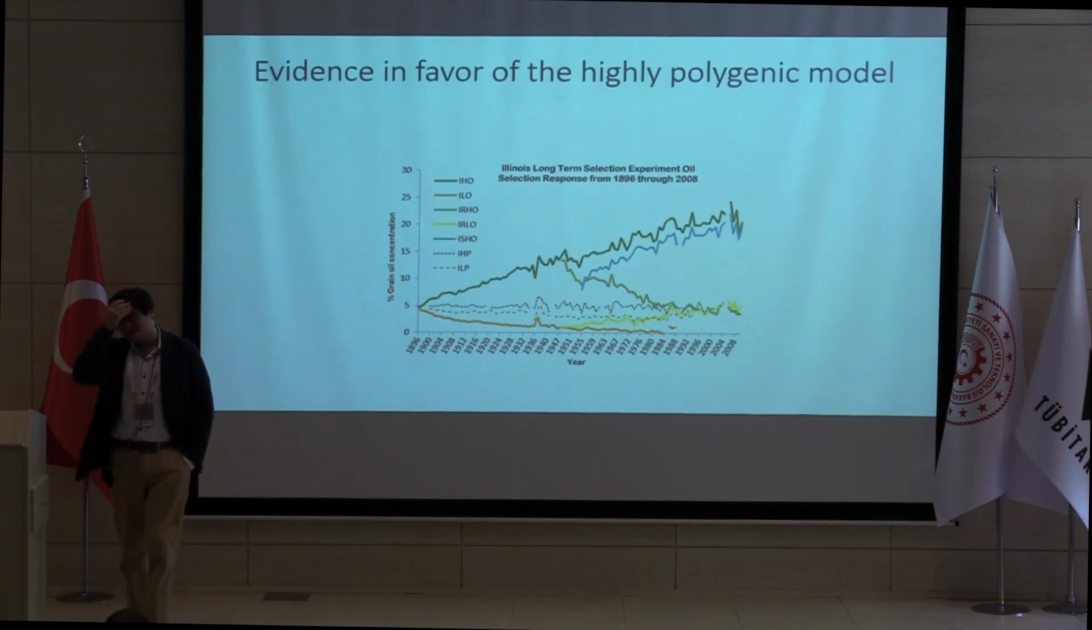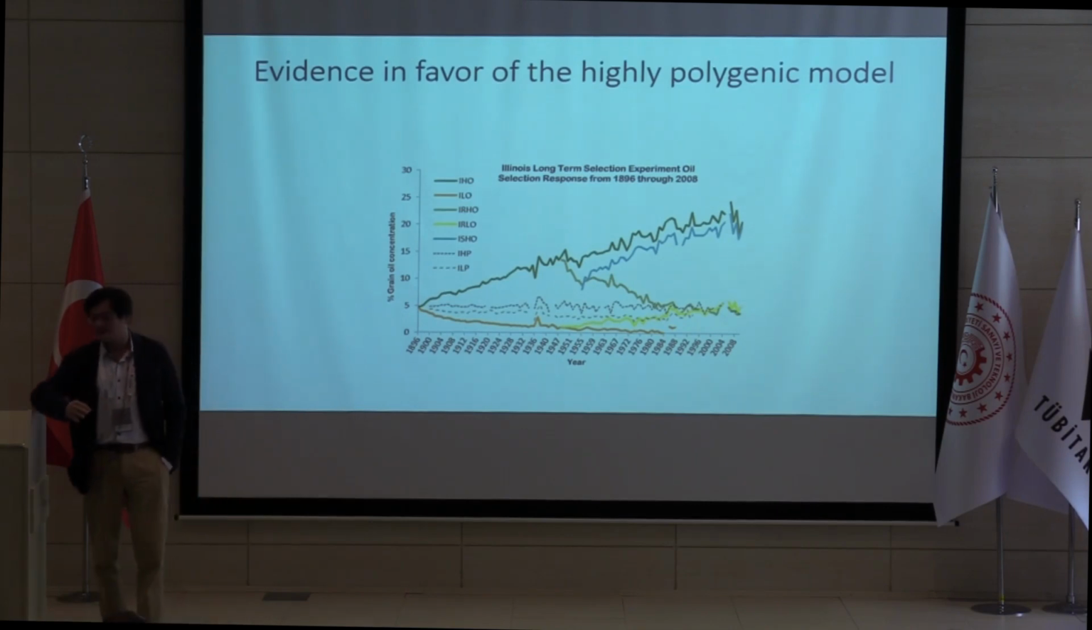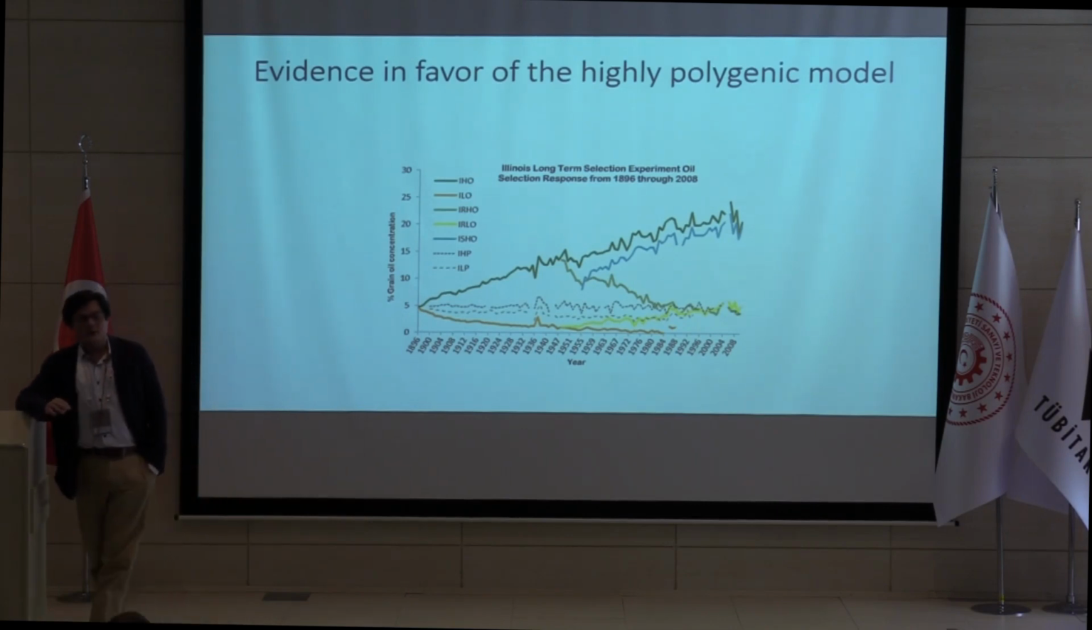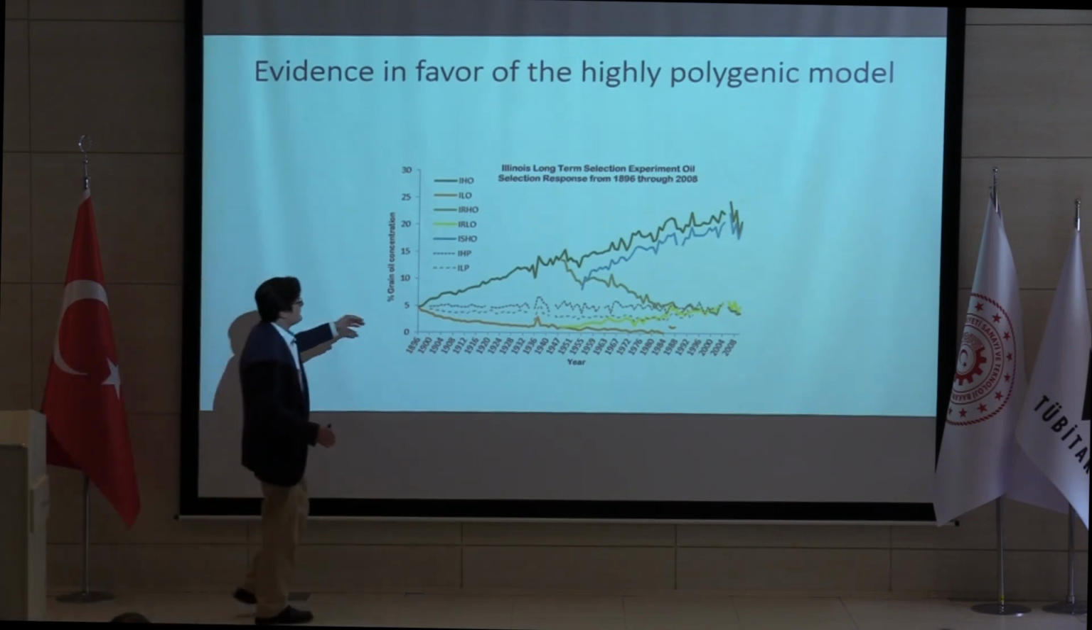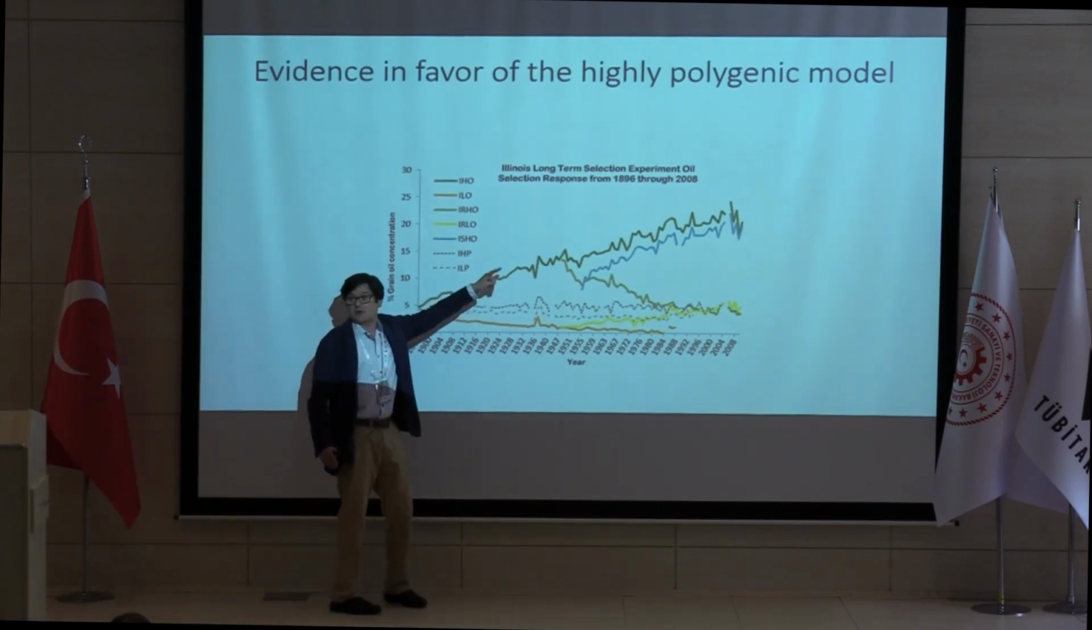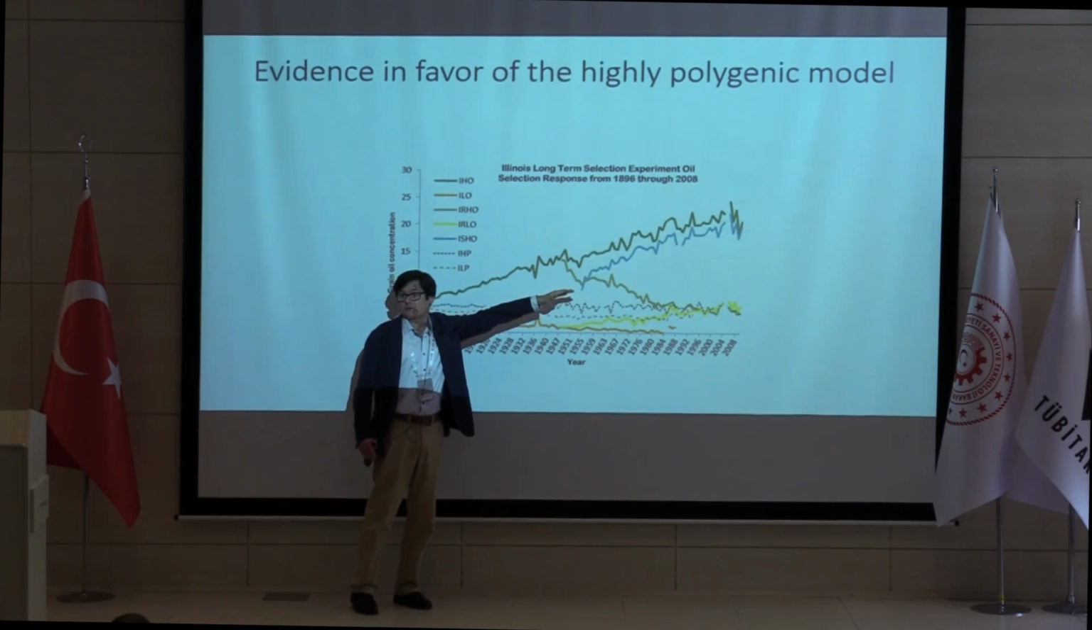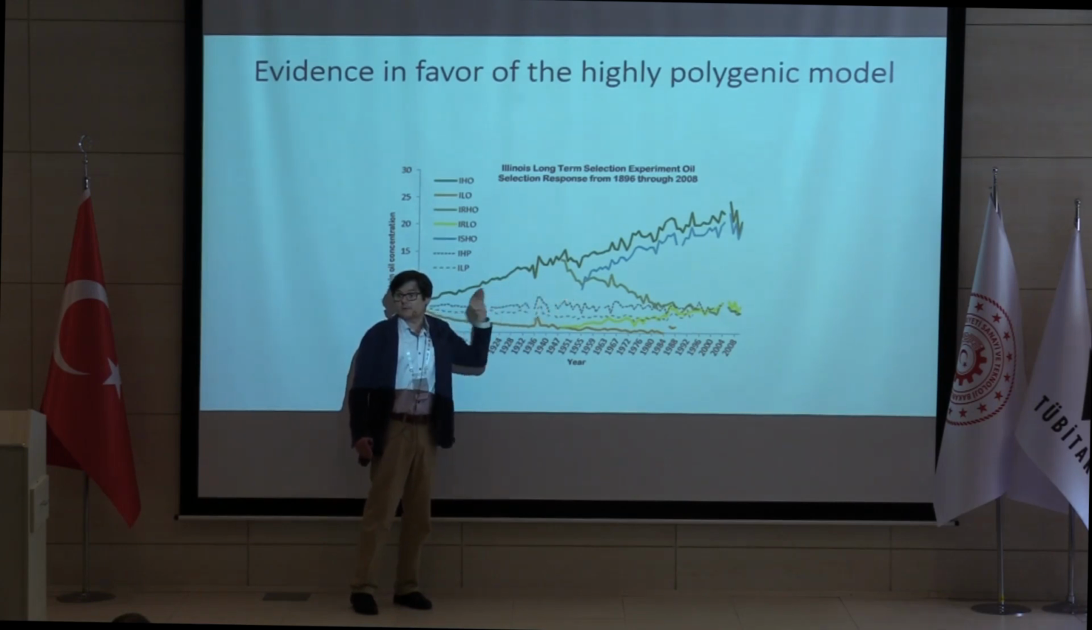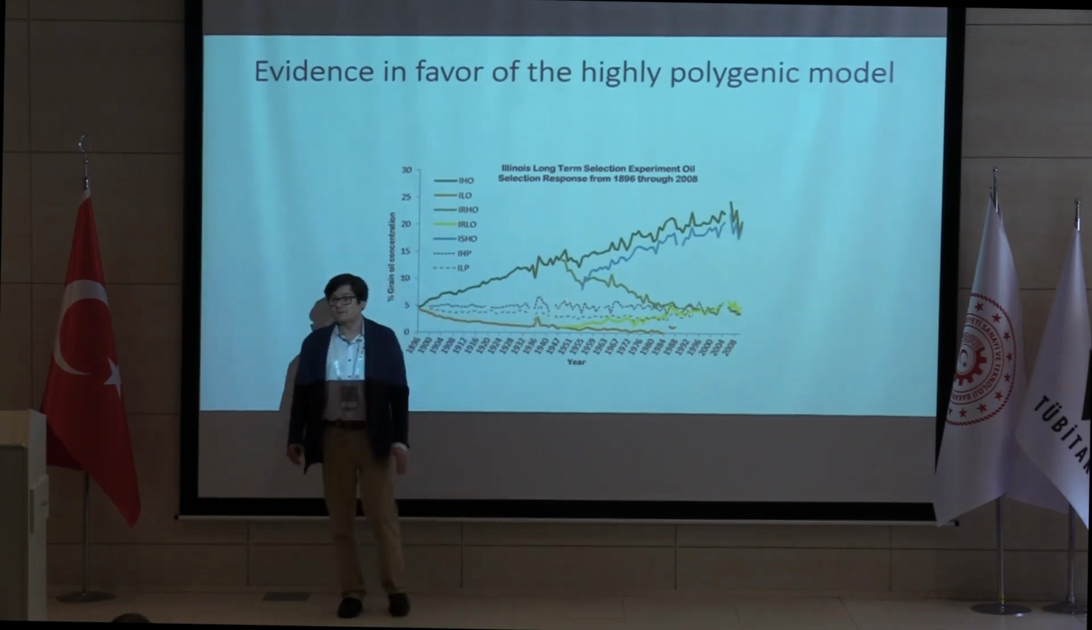So this result is absolutely inconsistent with 1, 2, 3, 4 loci determining oil content in maize. Why is that? Because very quickly you would fix this variance. If there are 3 loci, there will be a jump, another jump, and total saturation. So you cannot produce a constant linear response.